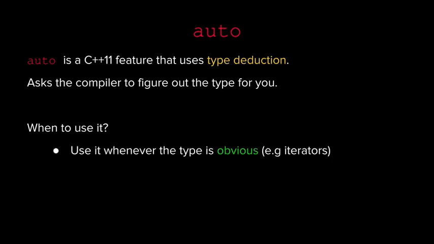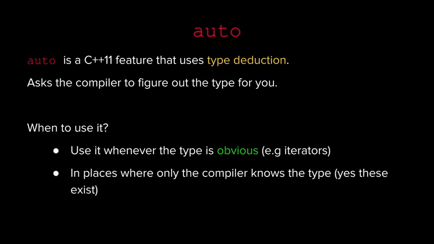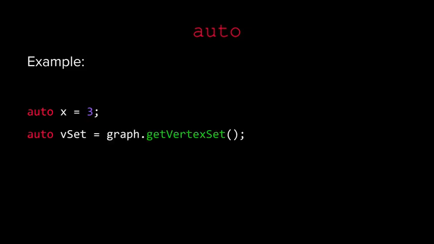Whenever the type of something is really obvious, you should use auto. There are also some places in C++, kind of advanced, where you don't know the type at compile time. You use auto there too. For example, auto x equals 3, and the compiler will say x is an int, I can figure that out at compile time. You can say auto vset equals graph.getVertexSet, and it'll figure out that vset is a set of vertex stars by looking at the signature of the getVertexSet function.